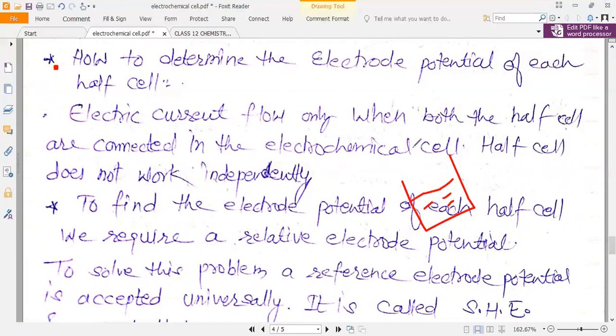Suppose this is the container and I have dipped a zinc rod in it. This is the zinc rod dipped in the zinc sulfate solution. So I cannot withdraw current from this situation. And if I take another container and take a copper sulfate solution in it, and dip a copper rod in it, and I am not connecting the terminals of the cell, in this manner also I can't receive electric current from the cell.